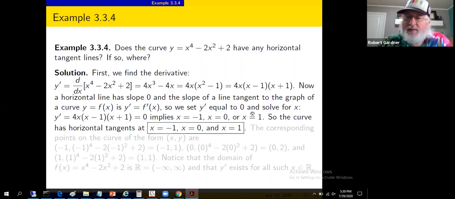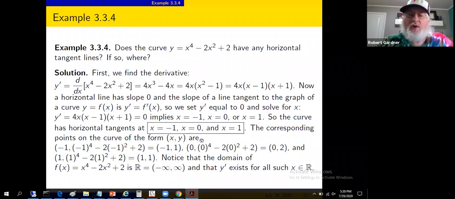I've listed them in the order they appear on the real number line here. The order doesn't matter, but I'll choose to list them like that. So the curve has horizontal tangents at x equals negative 1, x equals 0, and x equals 1. That answers their question, but let's foreshadow some applications of derivatives.